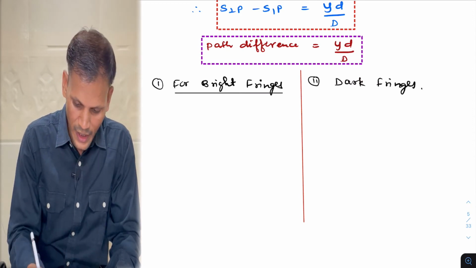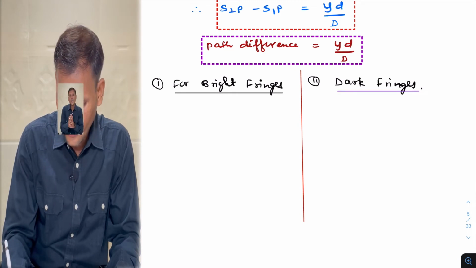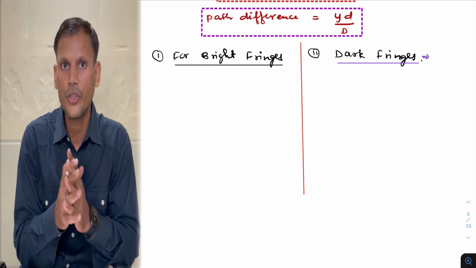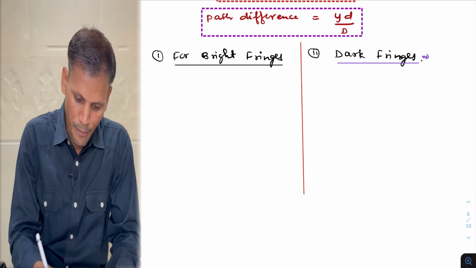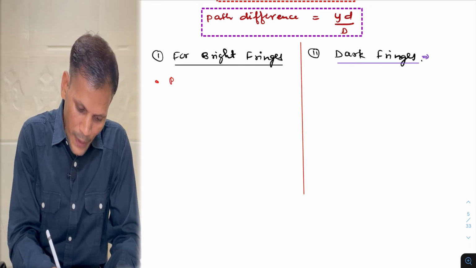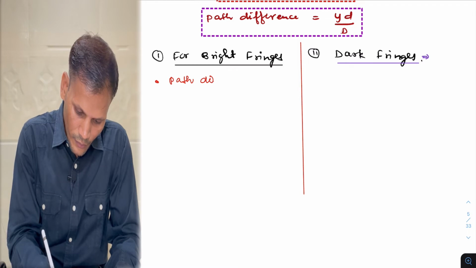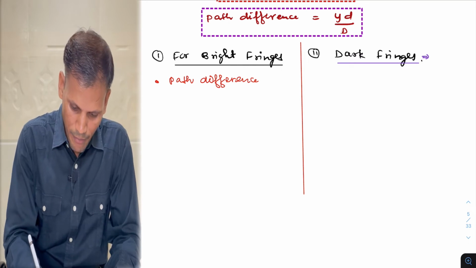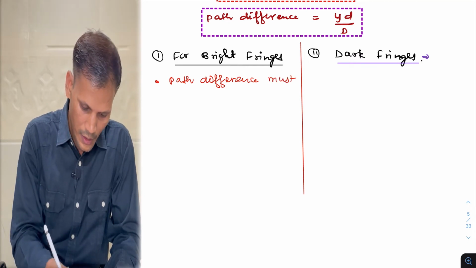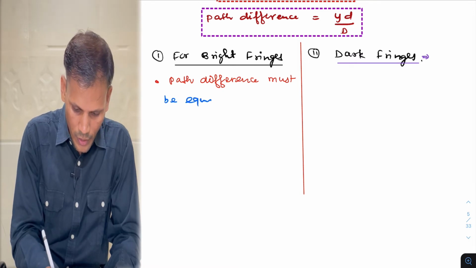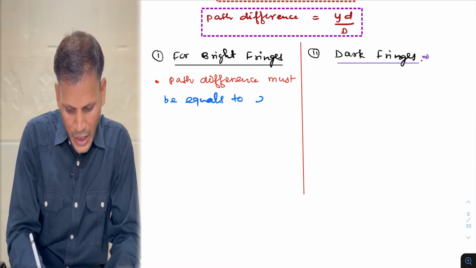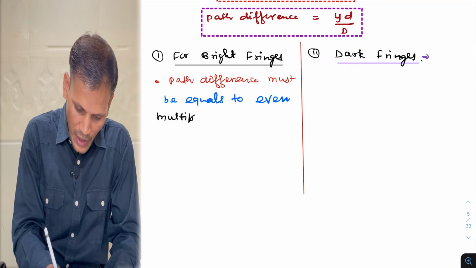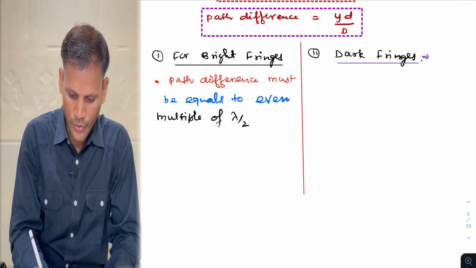For bright fringes and dark fringes, what are the conditions? Path difference must be an even multiple of lambda by 2. I will write that one. For bright fringes, path difference must be equal to an even multiple of lambda by 2. This word, even, is very important.